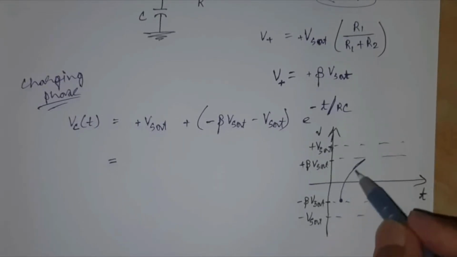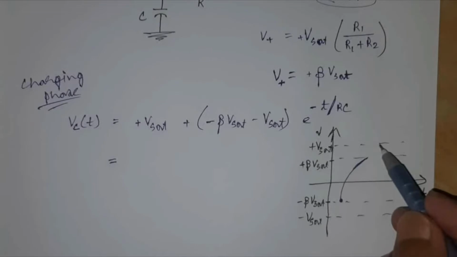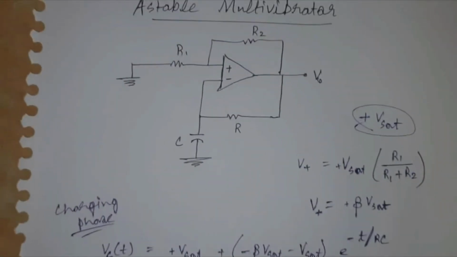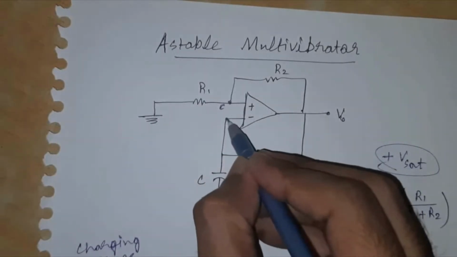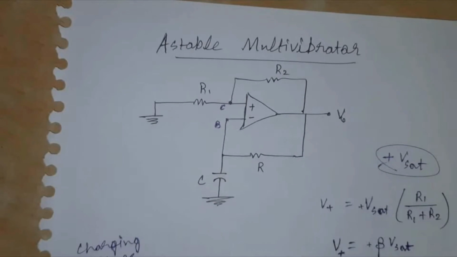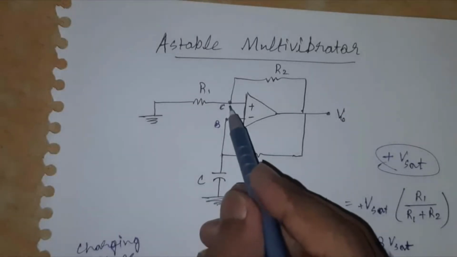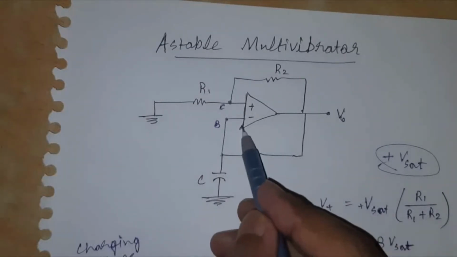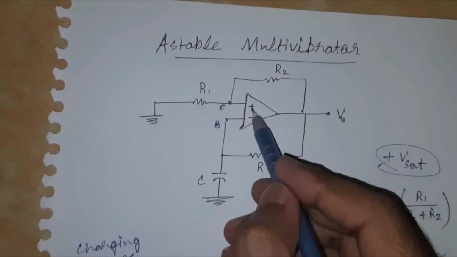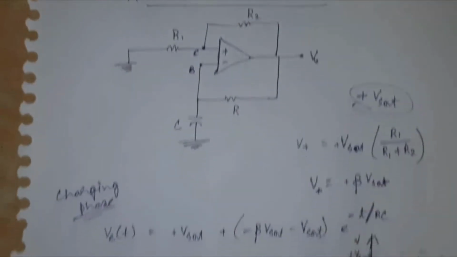It starts to charge from here, and if we leave the capacitor till infinite time, it will want to charge till this plus V sat value, but it won't be able to reach here because, let it be point C and let this be point B, when this value crosses the potential of this level, I mean when this inverting terminal potential will be greater than this non-inverting terminal potential, the output will shift from plus V sat to minus V sat.